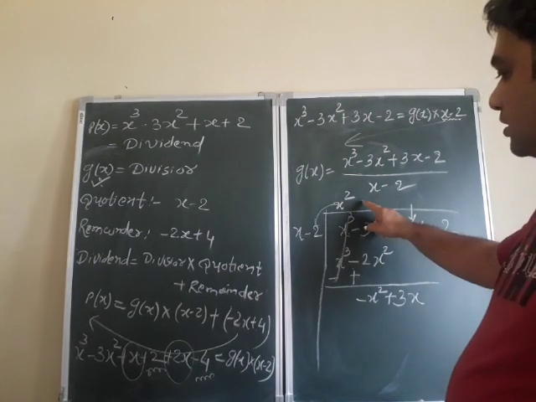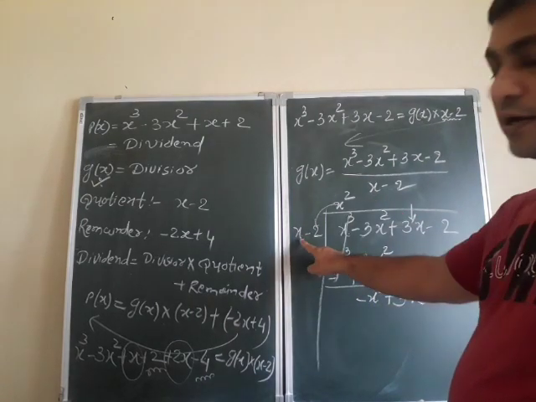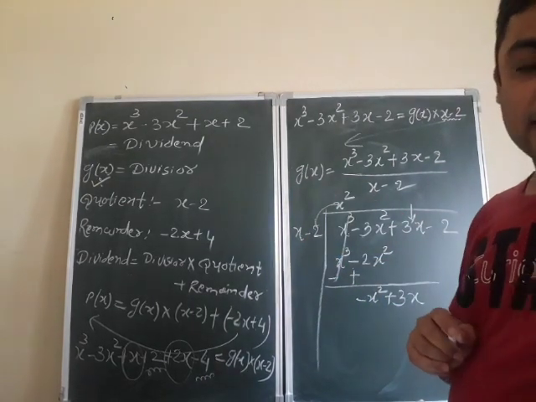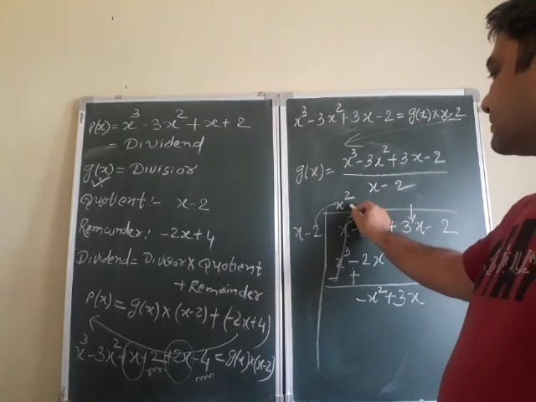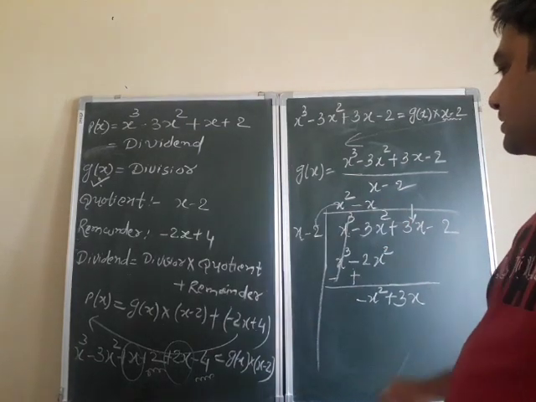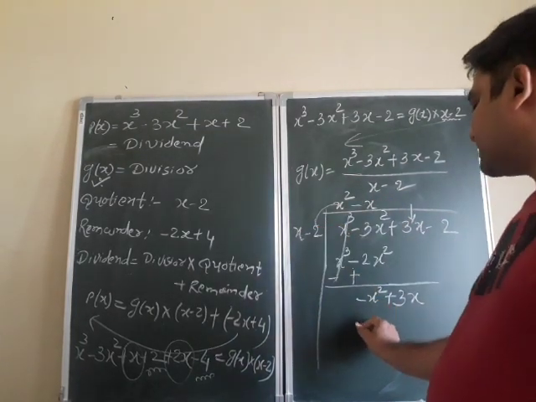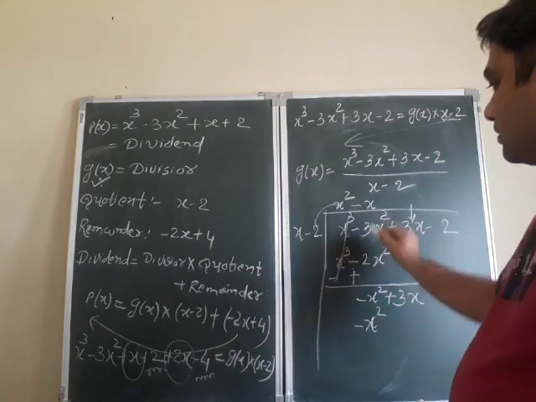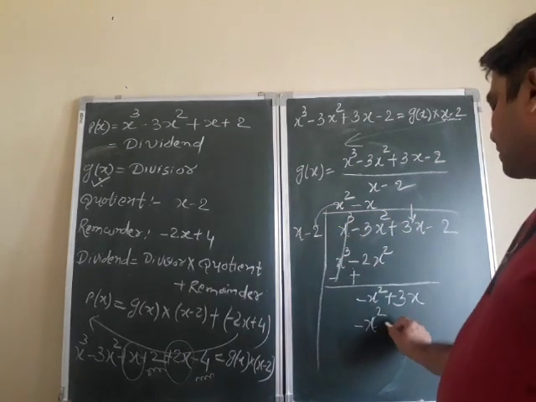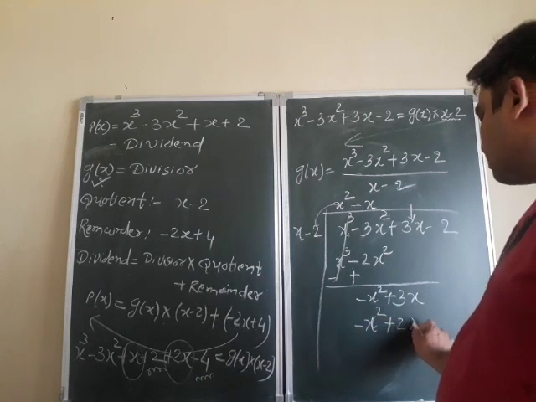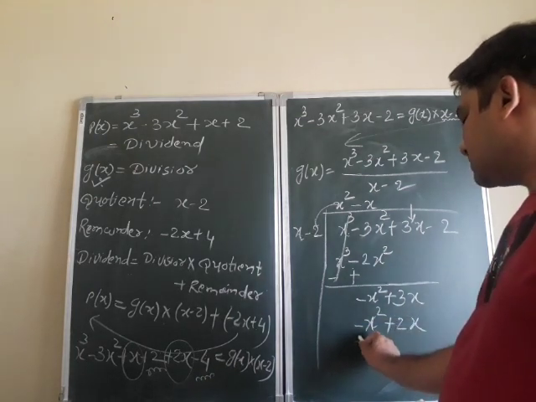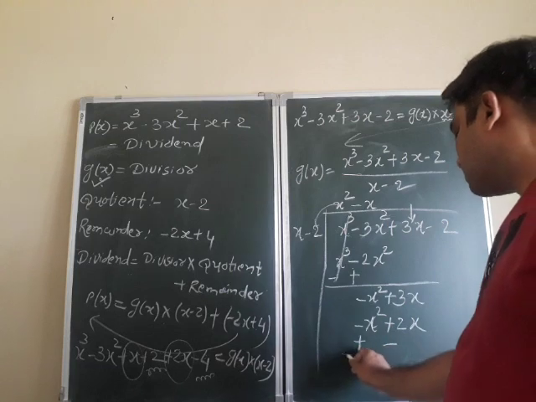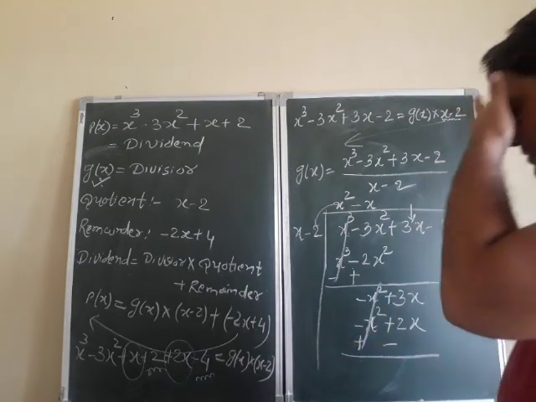Now here insert a number. So minus x square upon x. What is minus x square upon x? It is minus x. So this is minus x. So minus x into x, it is minus x square. Minus x into minus 2, it is plus 2x. This is plus and this is minus, so this should be cancelled.